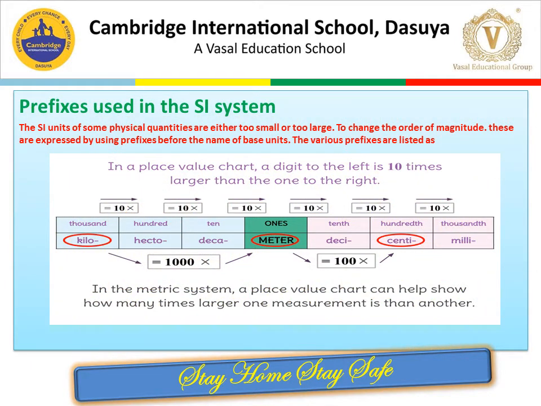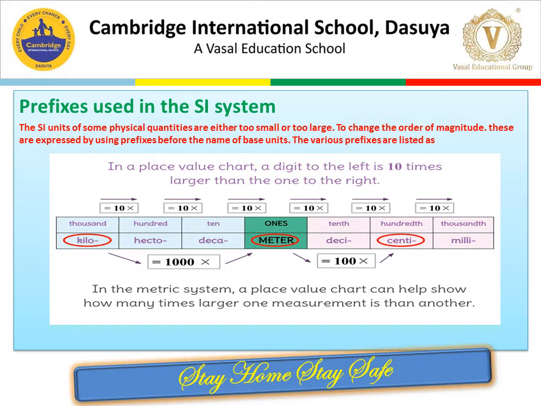First of all, we'll discuss the prefixes used in the SI system. Now listen, in the case of SI units, some of the physical quantities are either too small or too large. In order to change the magnitude, these are expressed by using prefixes before the name of the base unit. Now how this is done, we'll be discussing.